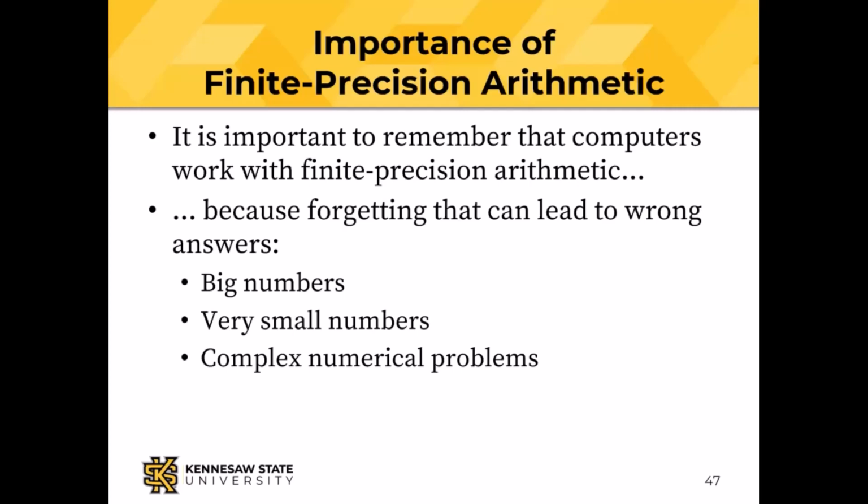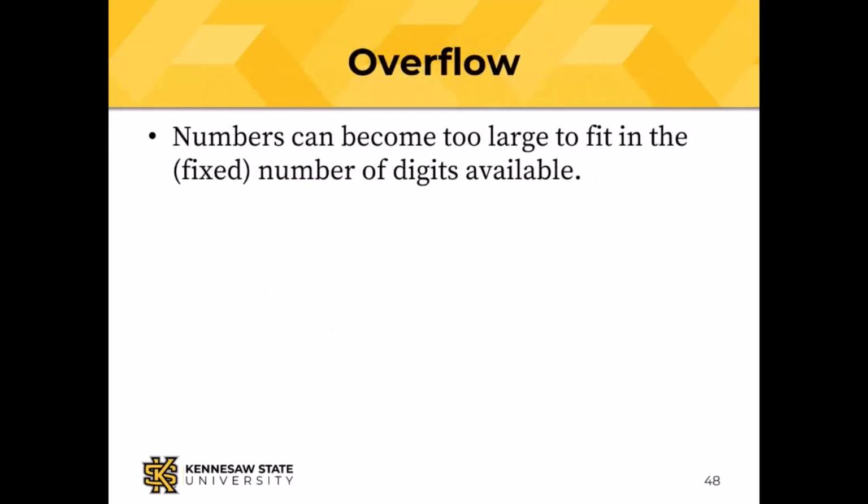It took me a solid year to write that sucker. You better read it. Okay, one of the biggest problems with finite precision arithmetic is this problem called overflow. Overflow occurs when numbers become too big to fit in the space available.